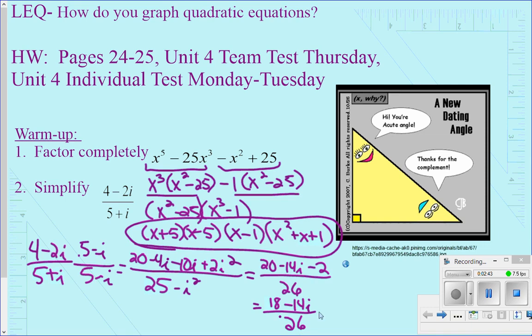And then I'm going to simplify that by breaking it into 2 separate fractions. 18/26 minus 14/26 i. And I can simplify that just a little bit further. 18/26 simplifies to 9/13 minus, and 14/26 simplifies to 7/13 i, and that is my final answer.